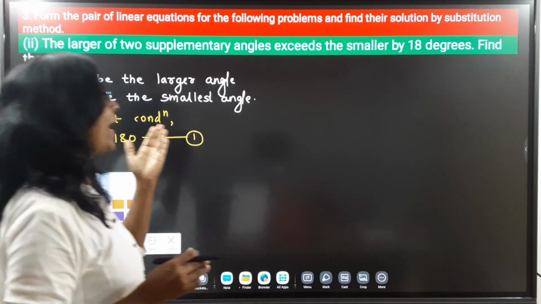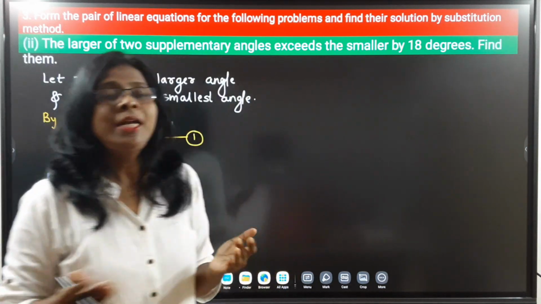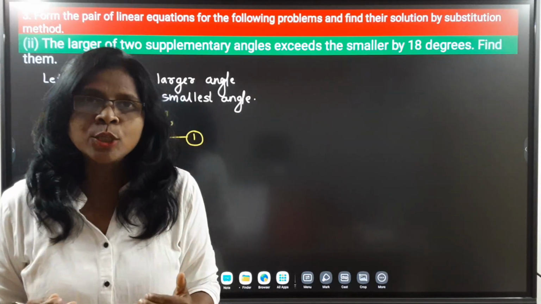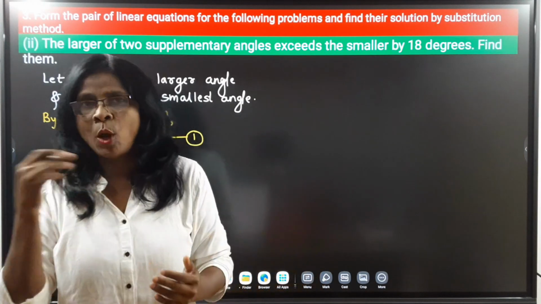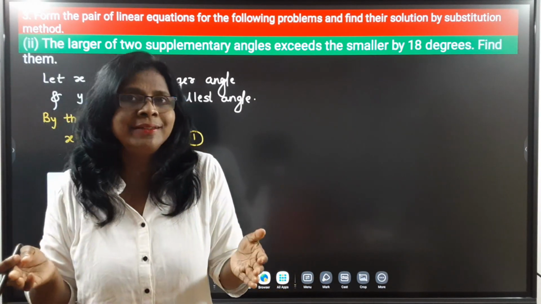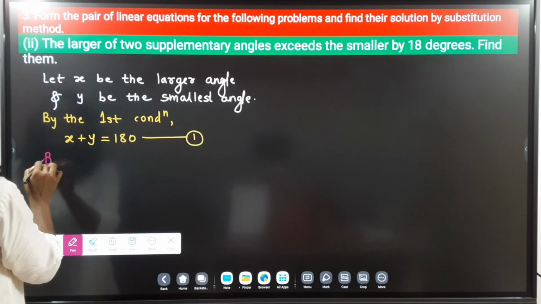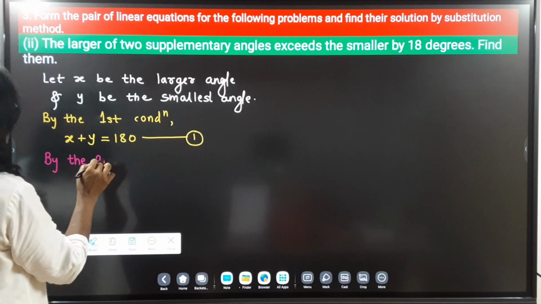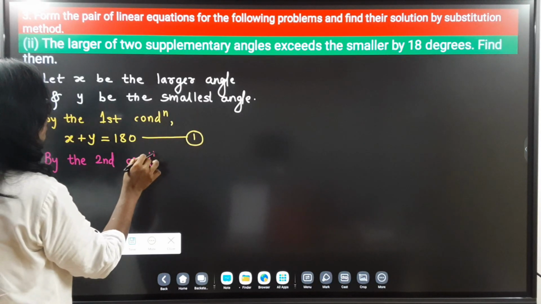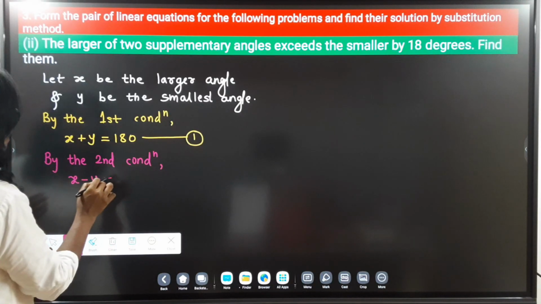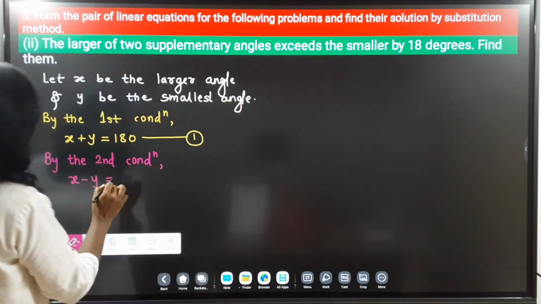The larger of two supplementary angles exceeds the smaller. So here, students, our larger angle is x, the smaller angle is y, and it exceeds by 18. That means their difference is equal to 18, students. So here we say that by the second condition, x minus y is equal to 18 degrees.